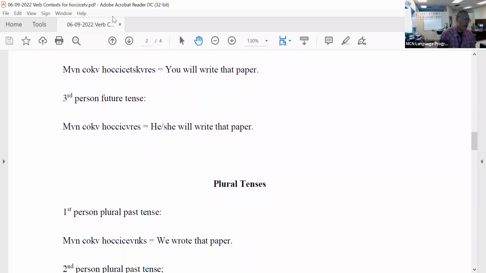We're going to go over the third person future tense. If I wanted to say that he or she will write that paper, I'm going to drop the letters ETV and add the letters VRES. And then I could say Toga hotejadis, he or she will write that paper.